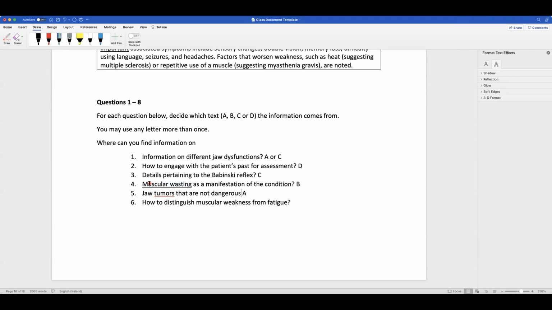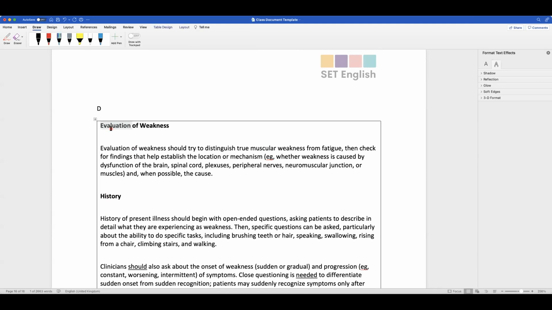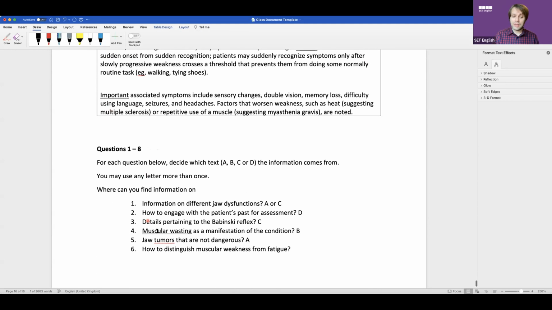How to distinguish muscular weakness from fatigue? I thought I'd do a hard one. What do you think? Check D or C. Okay, so think about what text D was about. What was the main idea? What was it talking about? Weakness and evidence. Evaluation. So how to distinguish? I think it's going to be in D.